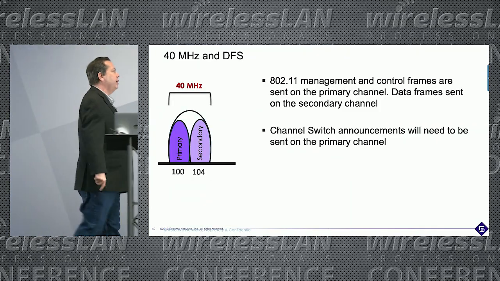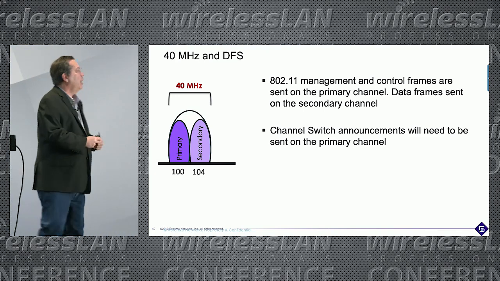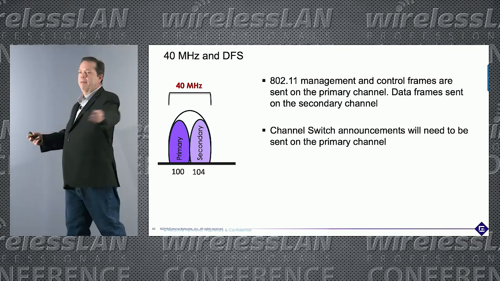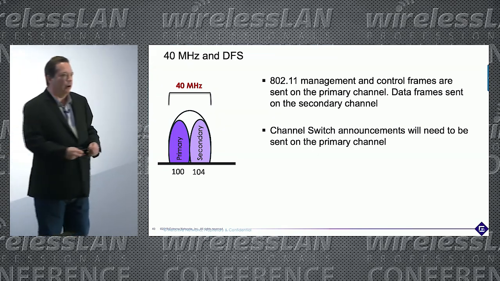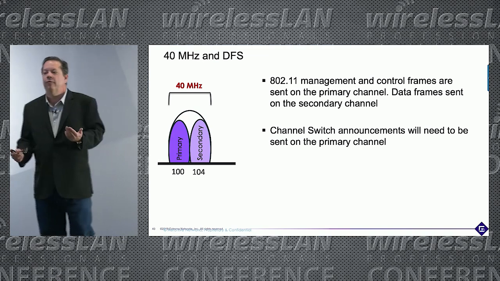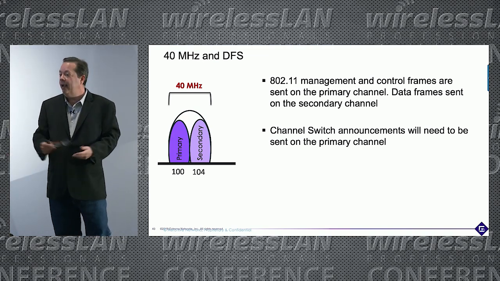Now, some other things that I didn't discuss in Prague that I wanted to discuss here: what about 40 megahertz, or for that matter, 80 megahertz in DFS, okay? There's primary and secondary channels. You know that with 40 megahertz, you're going to have your primary channel, then your secondary channel. And with 80 megahertz, there are 3 secondary channels.